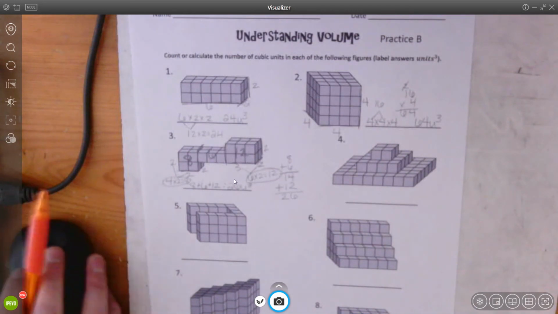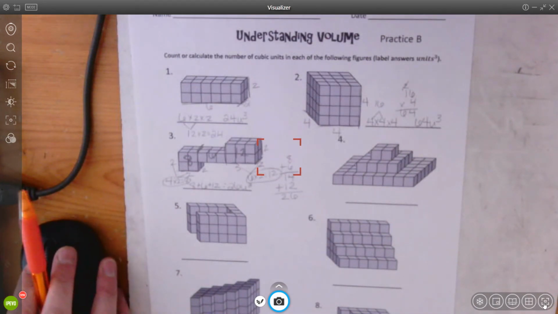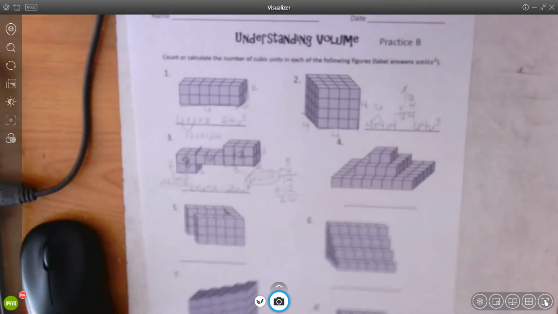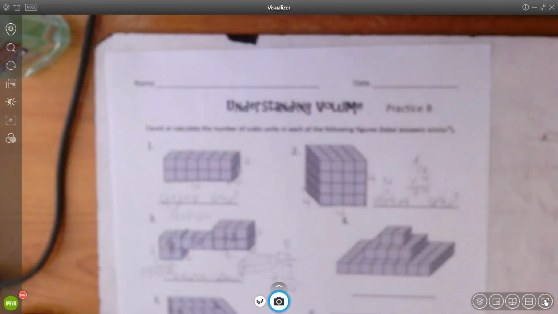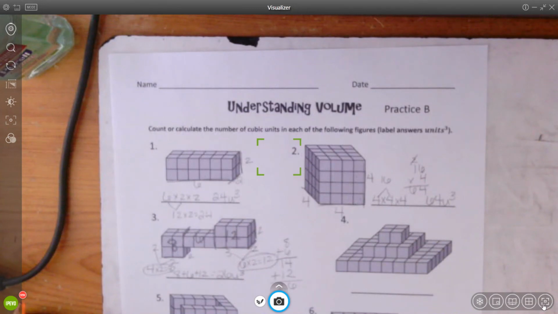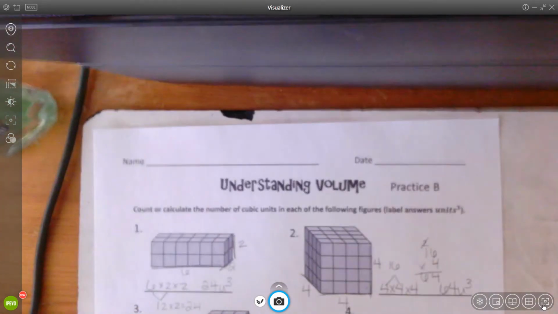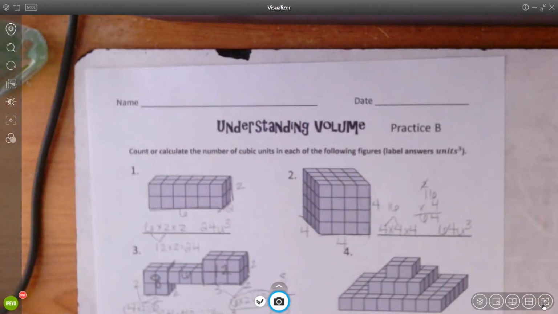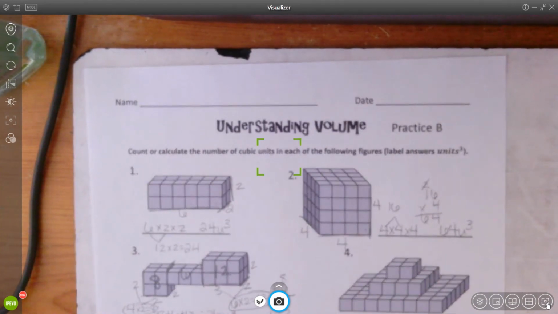And let me kind of focus this a little bit better. See if we can get that to look a little clearer. There we go. Maybe. Sorry. Hope this isn't making anybody sick. There we go. A little bit better.